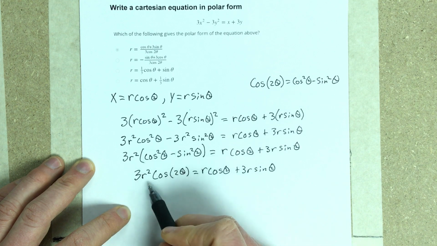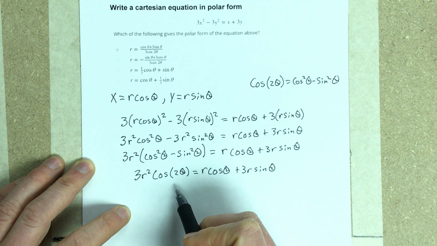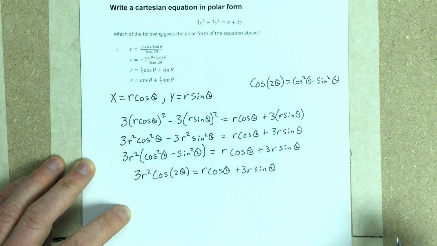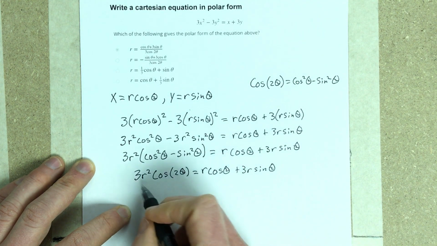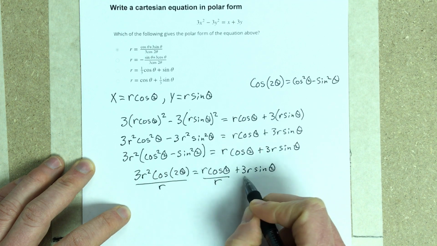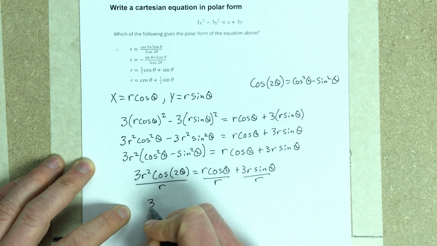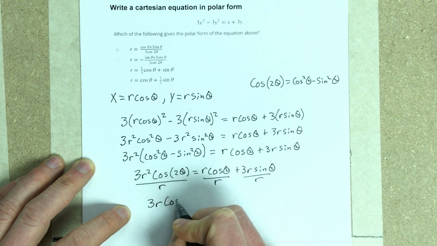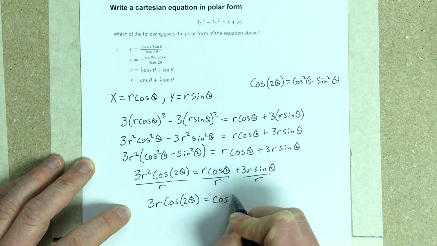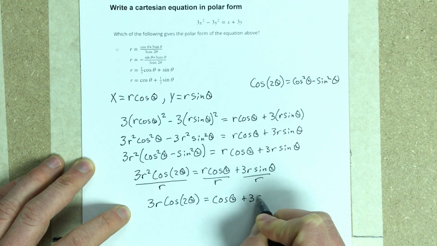And then I'm going to divide an r out. I can divide an r out of each piece. So I'm going to divide each piece by r. And I get 3r cosine 2 theta is equal to cosine theta plus 3 sine theta.